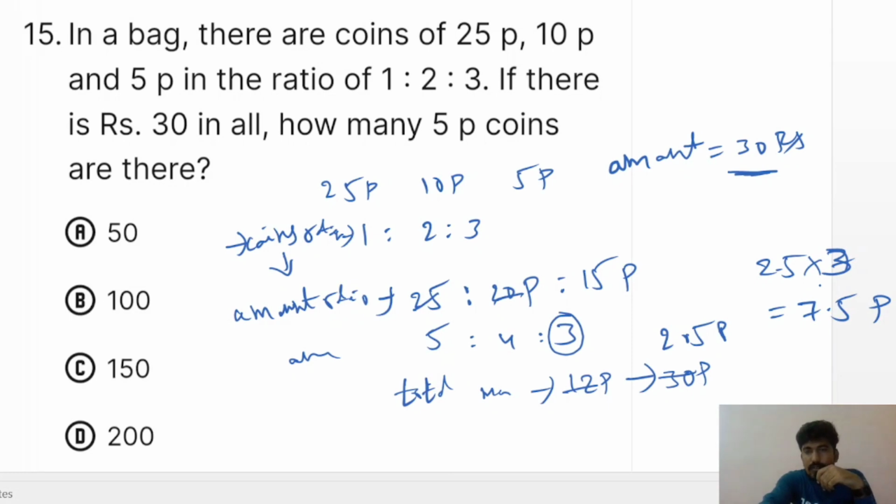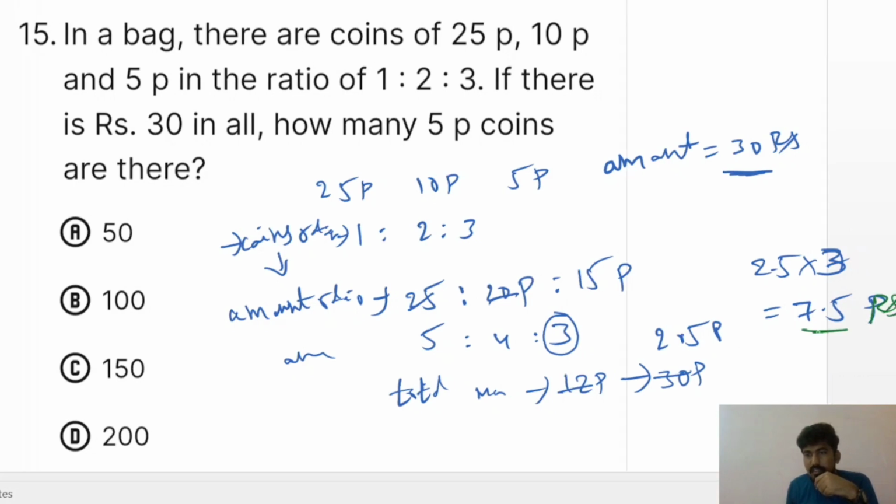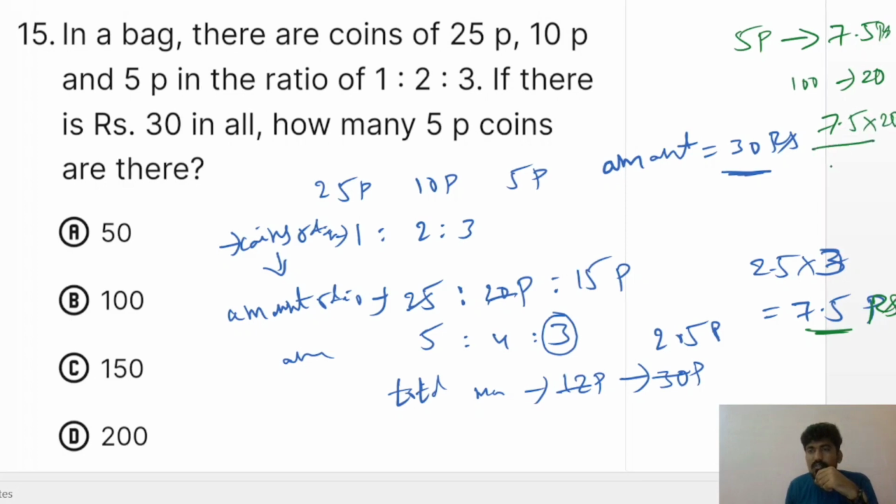Here 7.5 rupees is the 5 paisa coins amount. 7.5 rupees. In 1 rupee, how many 5 paisa coins are there? There are 20. So in 7.5 rupees, how many are there? 7.5 into 20. 7.5 into 2 is 15. So 150 is the answer.